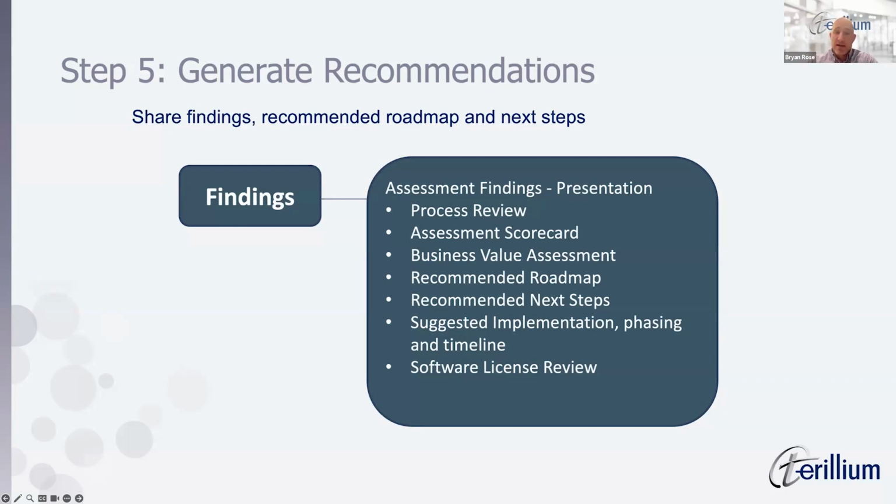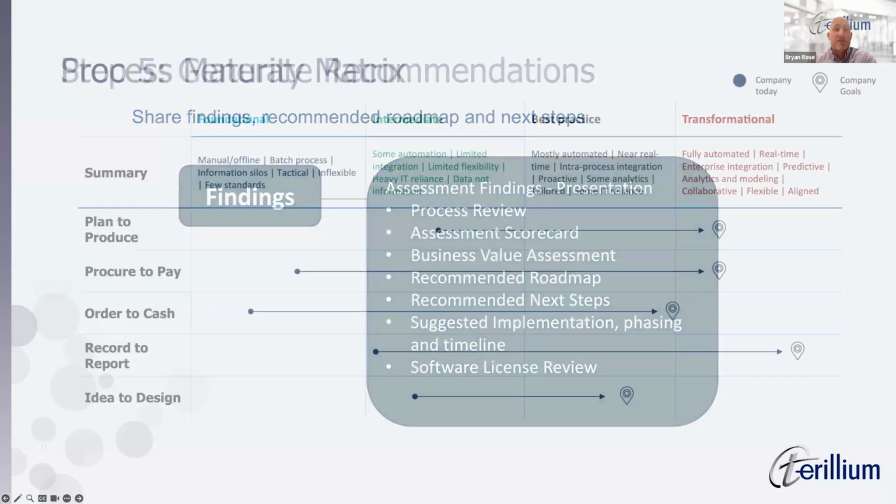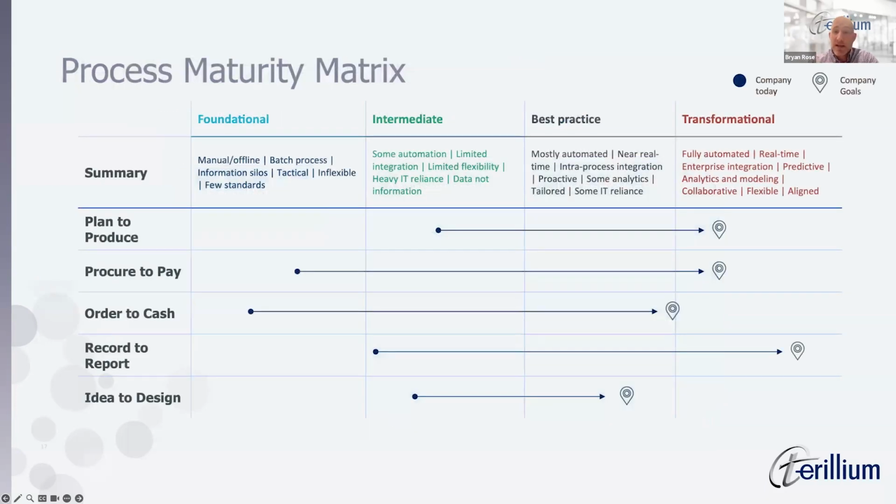And what that looks like a lot of times is a process maturity matrix of where you are today, similar to what I showed you earlier in the order to cash, but this is more of a summary level, where in each of the different areas, where are we now and where do we think we want to go in the future? Same thing from a summary of opportunities.